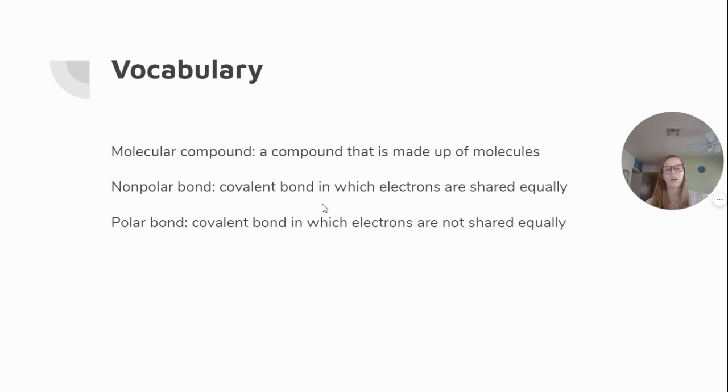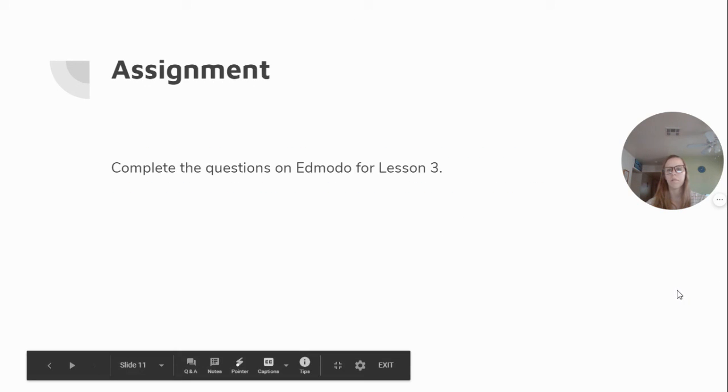A nonpolar bond is a covalent bond in which electrons are shared equally, and a polar bond is a covalent bond in which electrons are not shared equally.